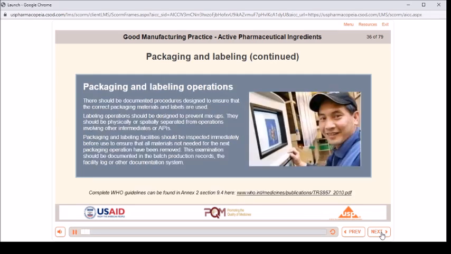Packaging and labeling, continued. Packaging and labeling operations. There should be documented procedures designed to ensure that the correct packaging materials and labels are used. Labeling operations should be designed to prevent mix-ups. They should be physically or spatially separated from operations involving other intermediates or APIs. Packaging and labeling facilities should be inspected immediately before use to ensure that all materials not needed for the next packaging operation have been removed. This examination should be documented in the batch production records, the facility log, or other documentation system.